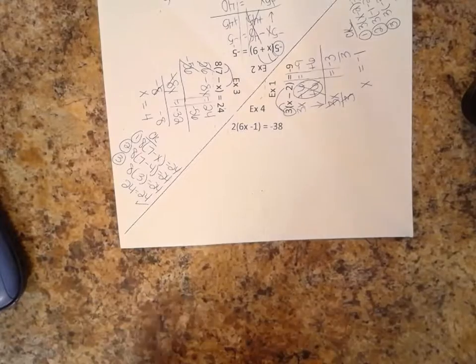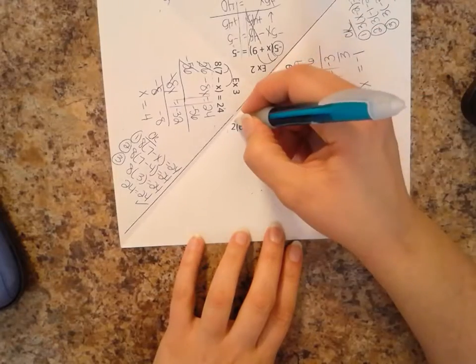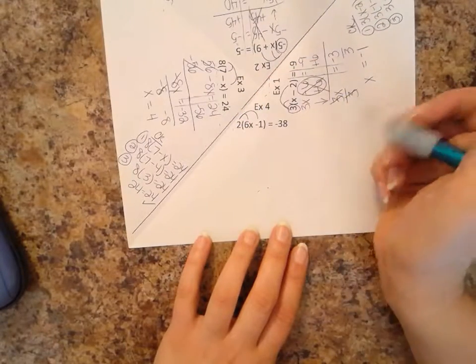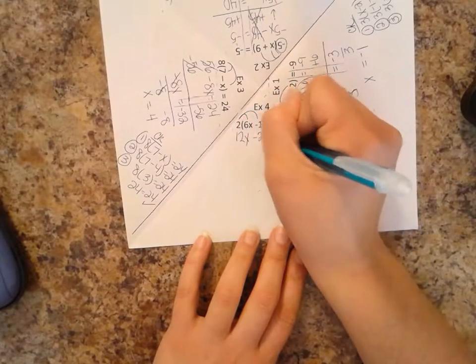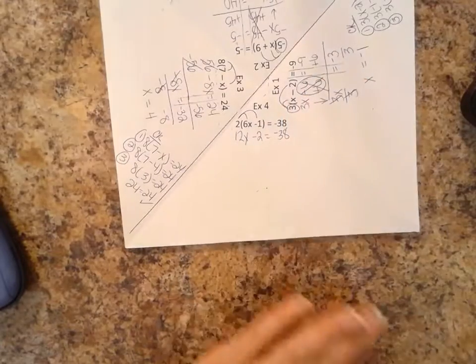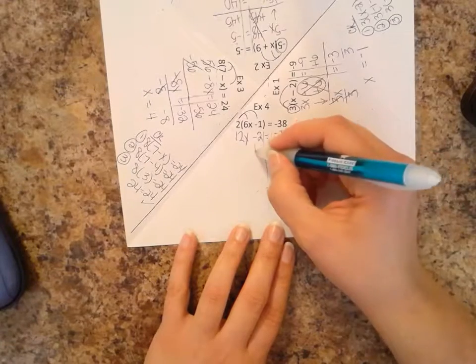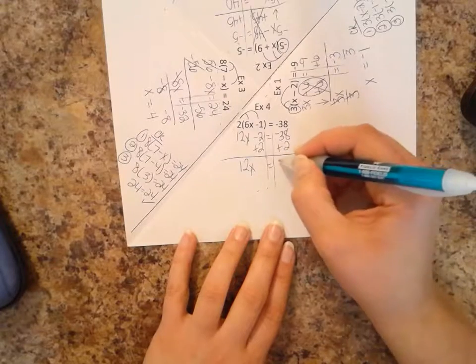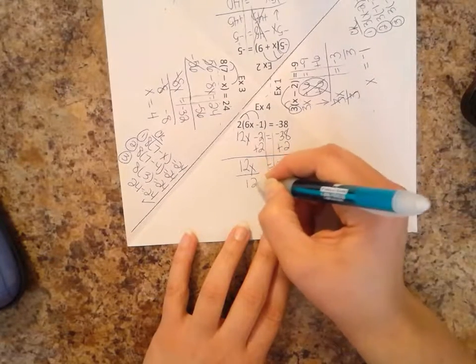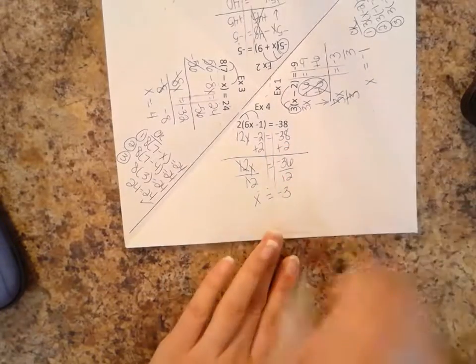All right, ladies and gentlemen, last one, example 4. Try it out on your own. Come on back. All right, hopefully you paused and tried it out. We're going to distribute. 2 times 6x is going to give us 12x. 2 times negative 1 is negative 2, minus 38. Okay, get my ladder in here. We're going to add 2 to both sides. 12x is going to equal negative 36. Divide both sides by 12. X is going to equal negative 3.